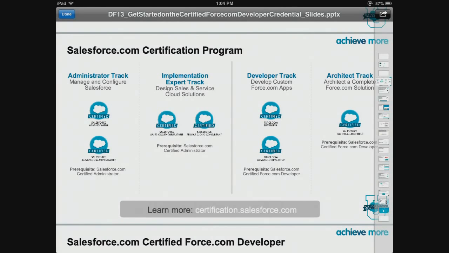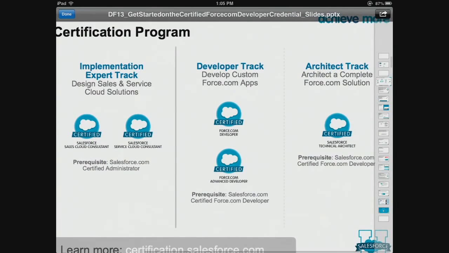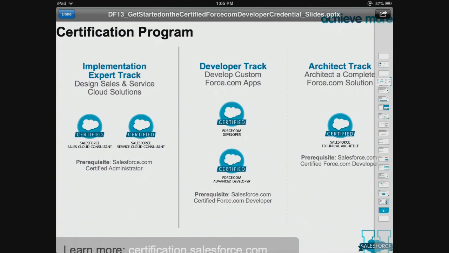On the developer side, we have the certified developer, that's the Force.com developer. And then we have the certified Force.com advanced developer. We're focusing here on the Force.com developer, and it is indeed the prerequisite for the Force.com advanced developer.